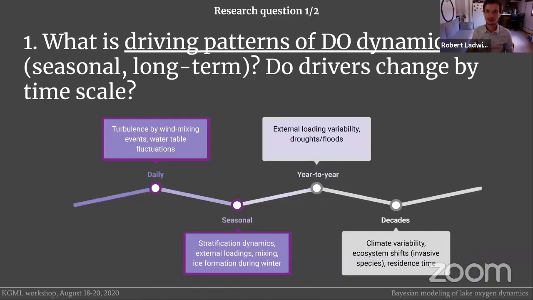So this is our first research question. So what is driving the different dynamics of oxygen on different timescales? And do these drivers change over the different timescales?